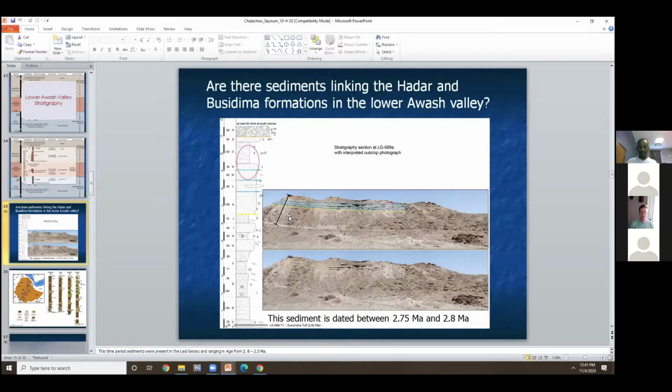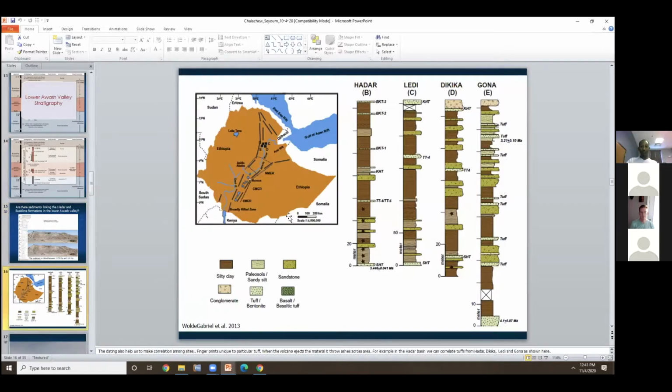That makes it very interesting. And as you can see here, we have logs, columns showing different sites, Hadar, Ledi Gararu, Dikika, because from that we will answer some really important questions.